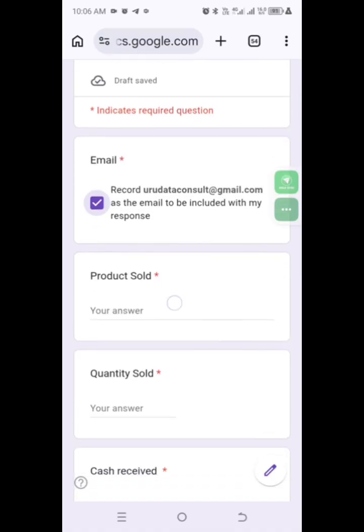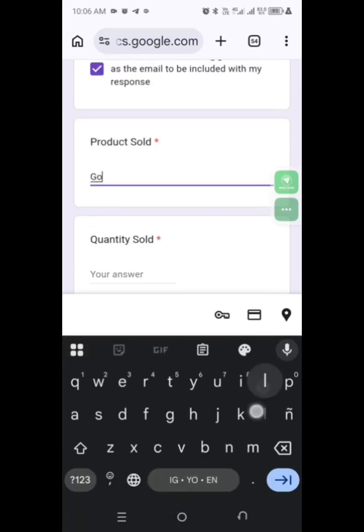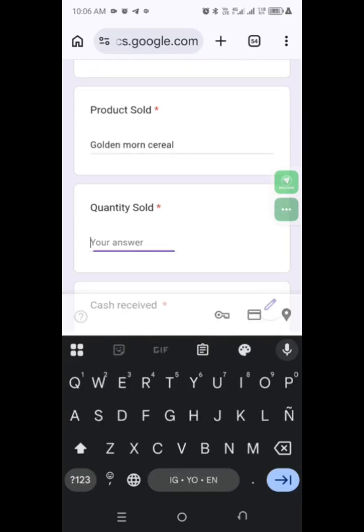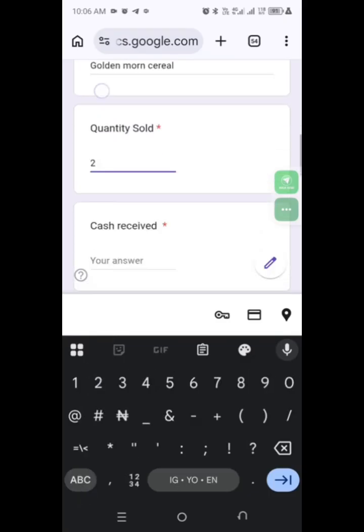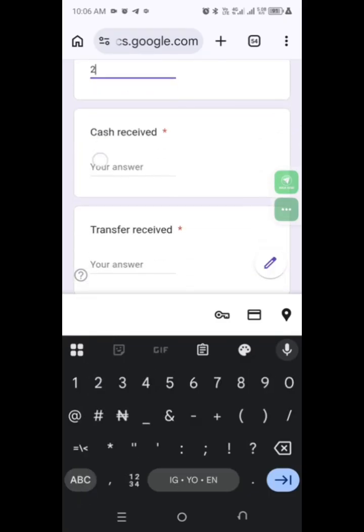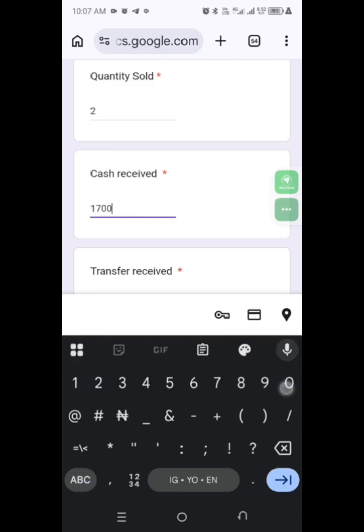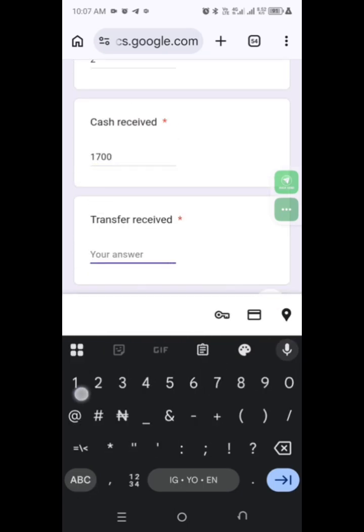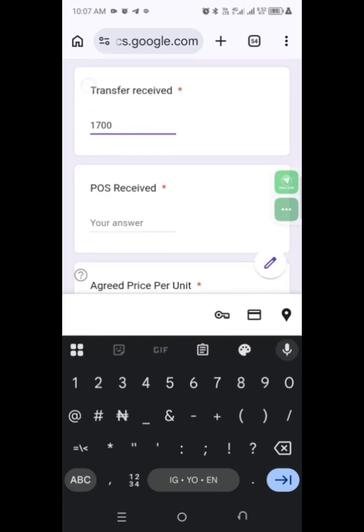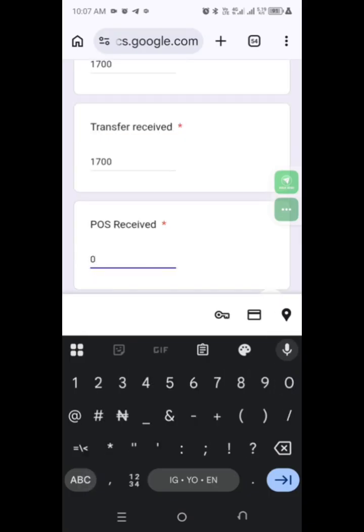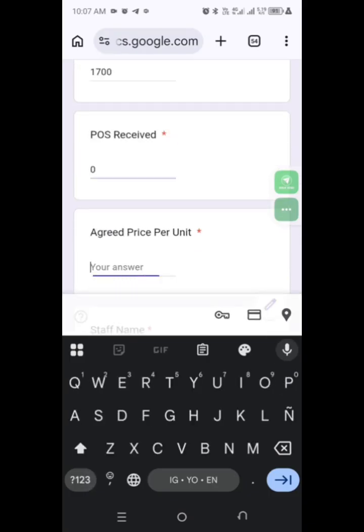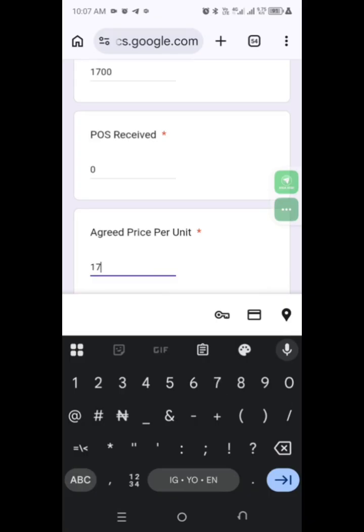So let's assume we want to sell Golden Moon. Someone came to purchase Golden Moon and bought 2. We sell at the price of 1,700. So let's say the person paid 1,700 as cash and made a transfer of 1,700. So POS is 0. The agreed price was 1,700 for one.